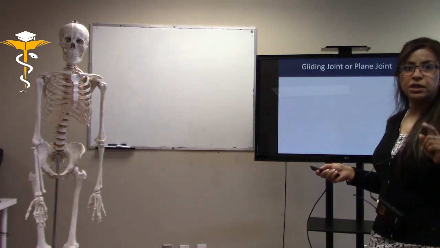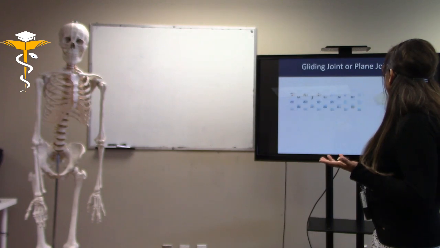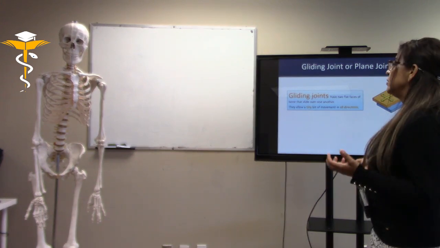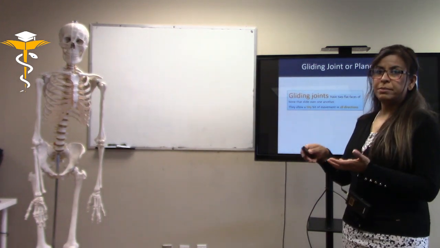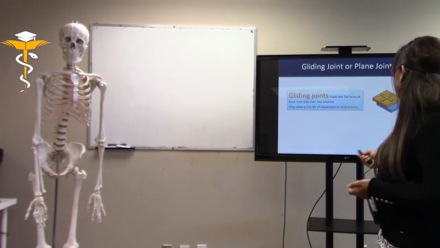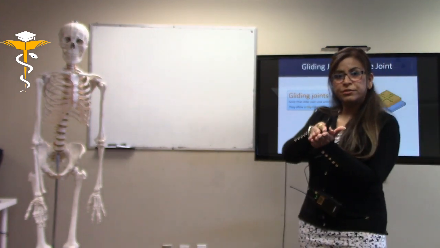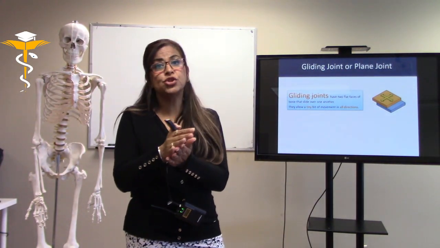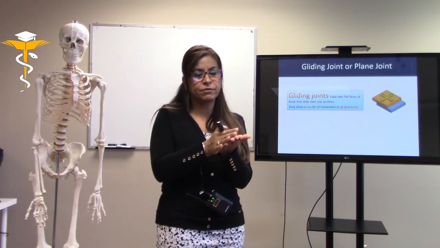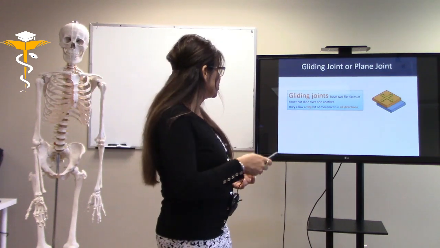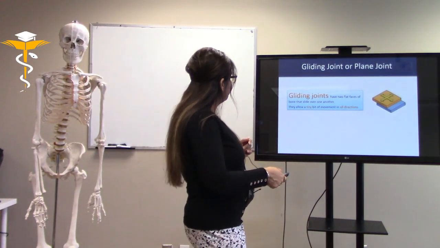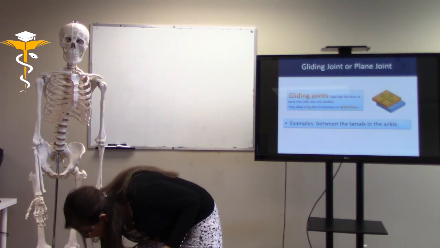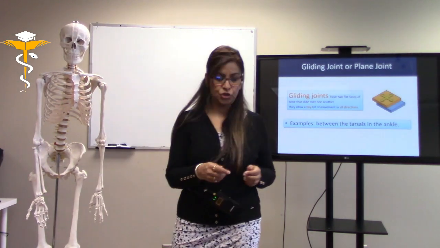Next joint is the gliding joint or the plane joint. As I mentioned to you, it's a very plain joint, but it is still important. It allows a tiny bit of movement in all directions. It's a flat surface, a flat bone, so that's why it's called a plane joint, and it glides in all directions, forward, backward, lateral. So that's why it's called a gliding joint. The examples are in the ankles here, the tarsals.